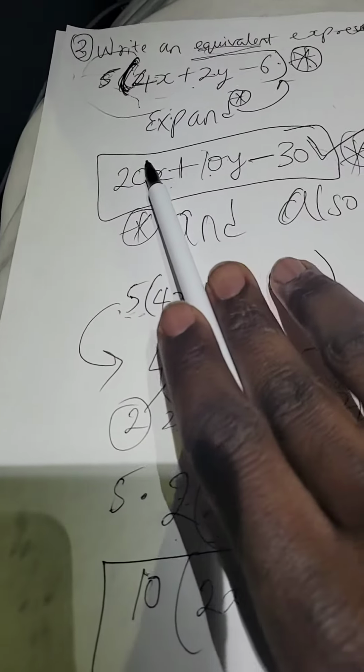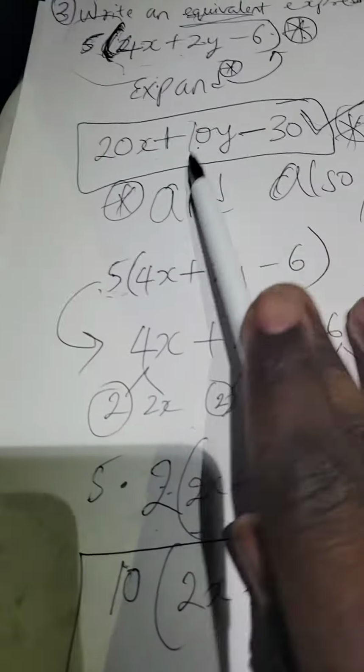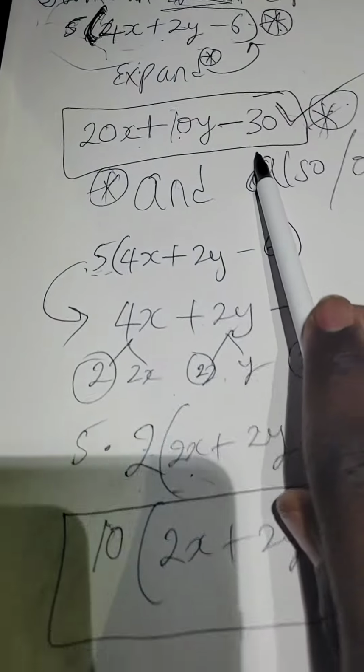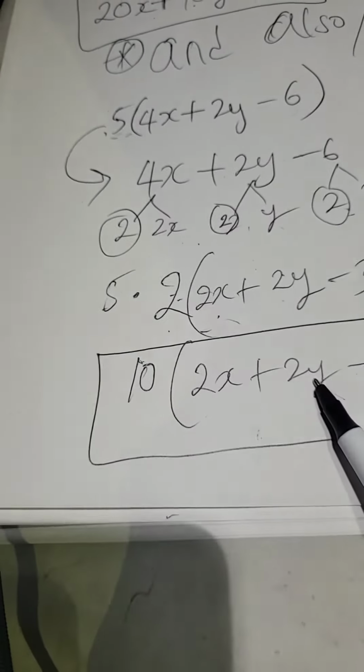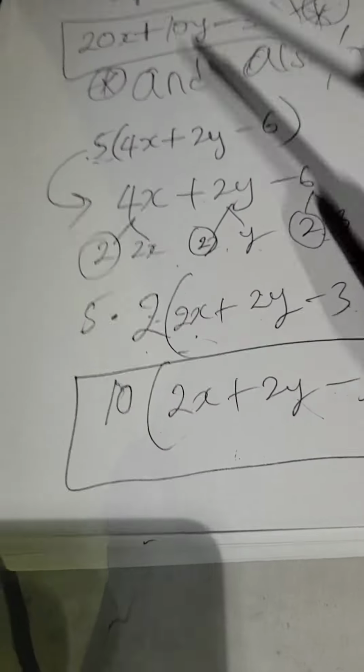5 times 4x is 20x, that's correct. 5 times 2y is 10y. 5 times minus 6 is minus 30. But when I did 10 times 2x here, I got 20x, that's correct. But 10 times 2y is 20y. So something is wrong here.